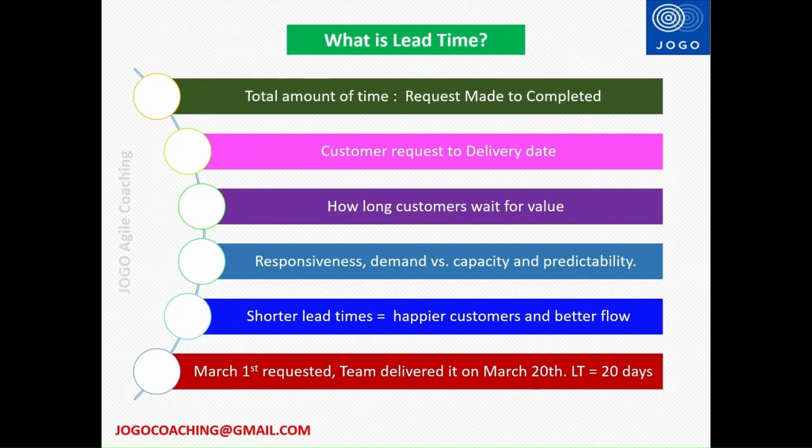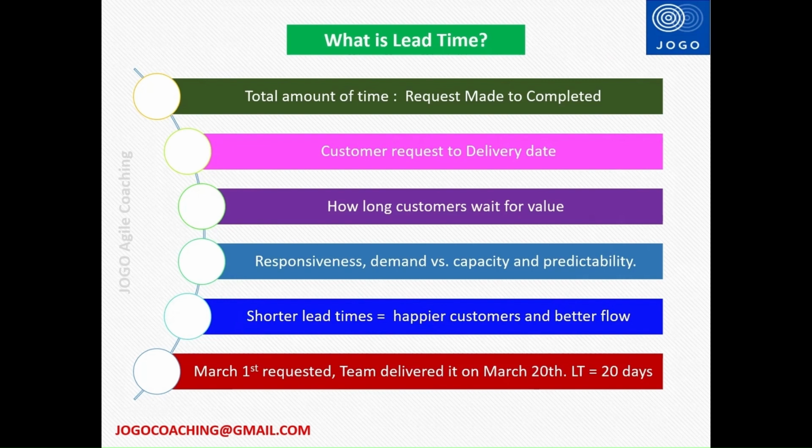In simple words, the clock starts when a customer or stakeholder asks for something, and it stops when the team delivers it. Lead time tells you how long a customer waits for the value. This helps you to measure responsiveness, understand demand versus capacity, and improve the overall predictability of the team's delivery. Shorter lead times usually mean happier customers and better flow across your entire system.